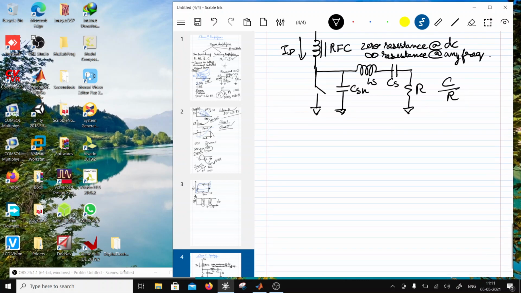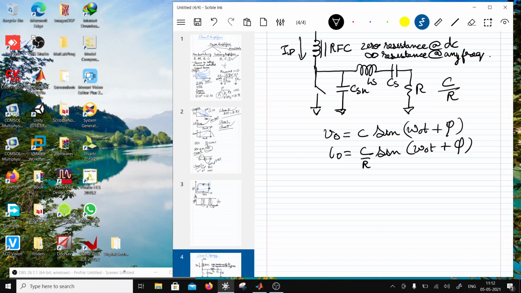So I can write VO is C times sine of omega naught t plus, let's say, arbitrary phase phi. Then current is going to be equal to C by R times sine of omega naught t plus phi. Now this is operating at f naught. Before I go into mathematics, I will explain how it works, right?